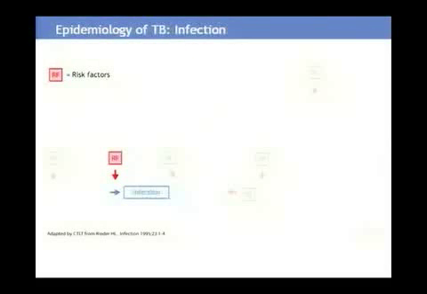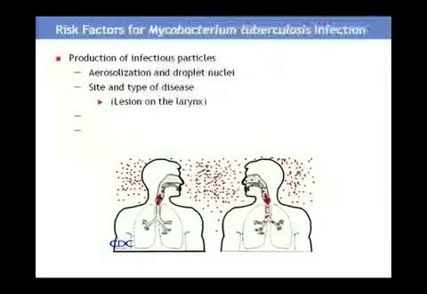So next we'll talk about the risk factors for infection, which are very similar to the risk factors for exposure that we just mentioned. We'll pay particular emphasis in this first part on the production of infectious particles. We mentioned that when a person with cavitary disease or pulmonary disease coughs, or even talks or sings, they can expel a lot of TB bacilli into the air.